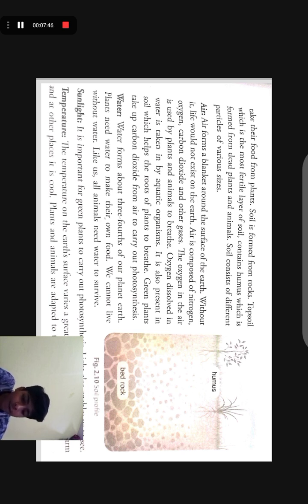Let's come to air. Air forms a blanket around the surface of the earth. Without it, life would not exist on the earth, like the ozone layer. The ozone layer protects us from the ultraviolet rays of the sun. Air is composed of nitrogen, oxygen, carbon dioxide and other gases. The oxygen in the air is used by plants and animals to breathe. Oxygen dissolved in water is taken in by aquatic organisms. It is also present in soil, which helps the roots of the plant to breathe, and green plants take up the carbon dioxide from the air to carry out photosynthesis.